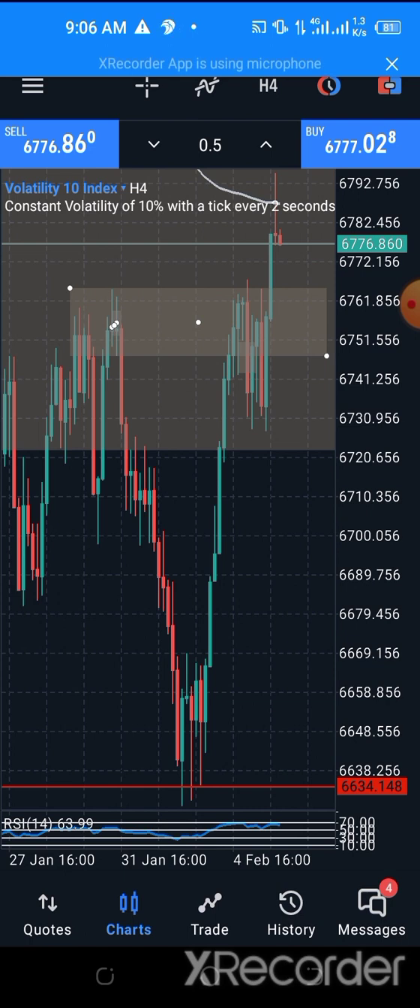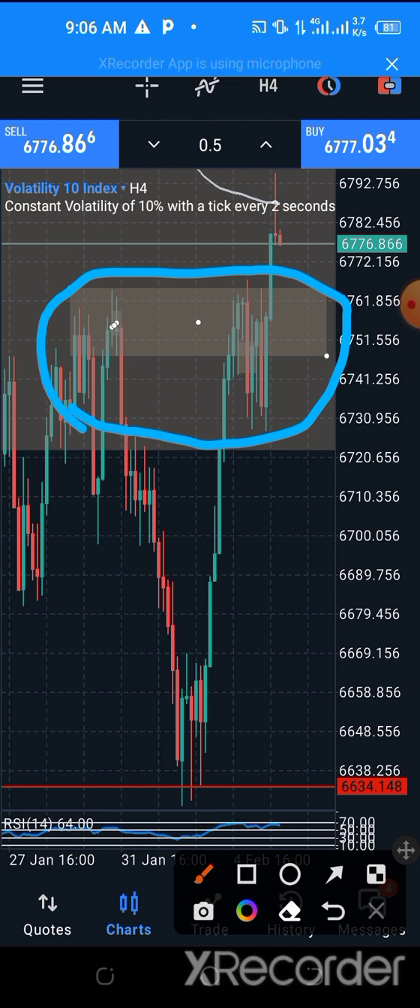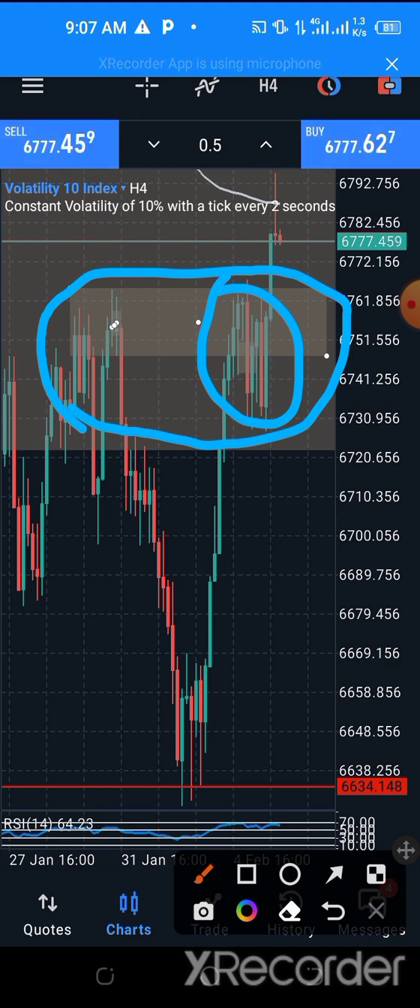And this is my chart. This is 4 hour time frame. And the area marked here is our point of interest. The market was at this point when the analysis started. So what then happened?